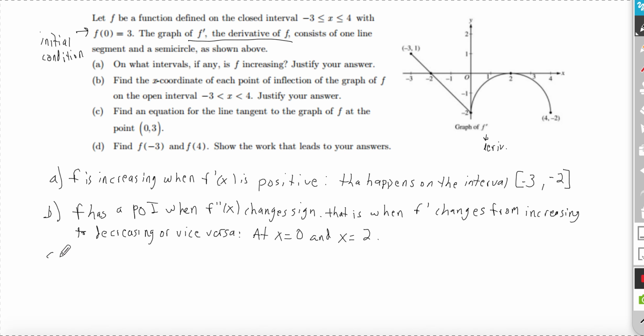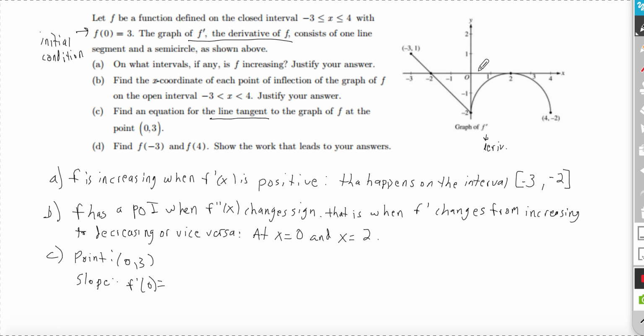All right, C. Find an equation for the line tangent to the graph of f at the point (0, 3). Find the equation for the tangent line. That means we need a point and a slope, right? We want an equation for the line tangent to the graph of f at the point (0, 3). Well, that's easy. They gave us (0, 3). That means we need the slope, which would be f prime of 0. So what do I know about the derivative of f at 0?